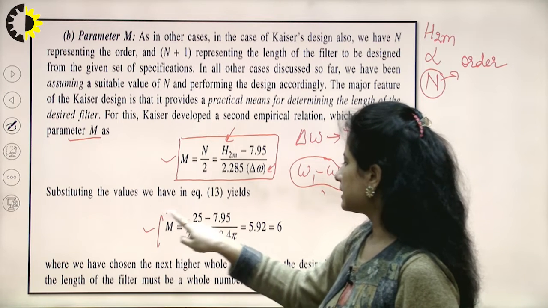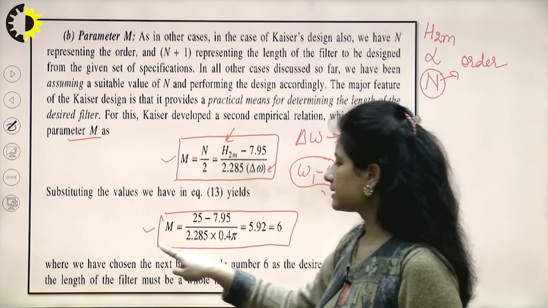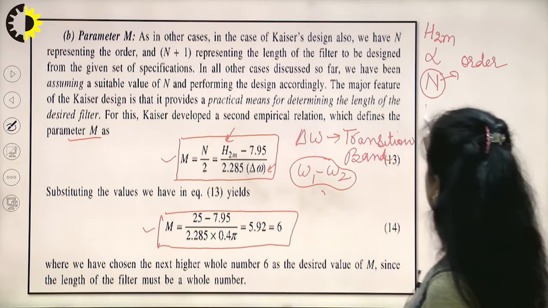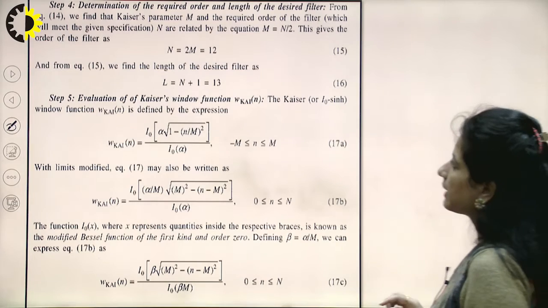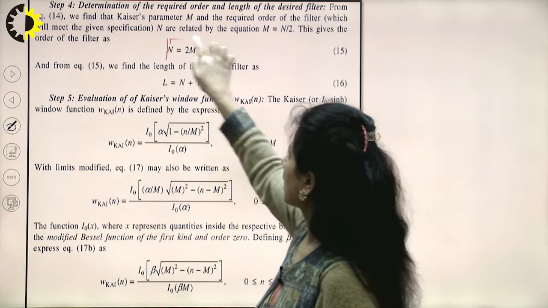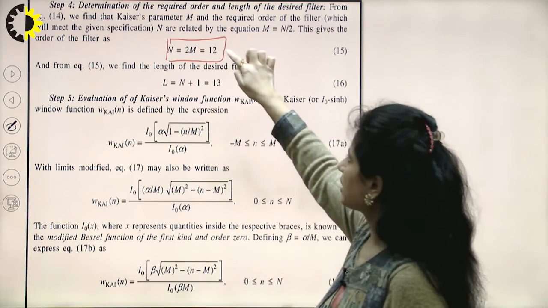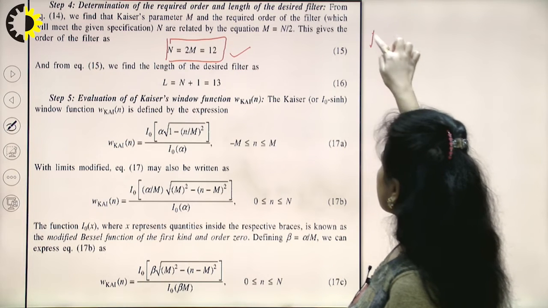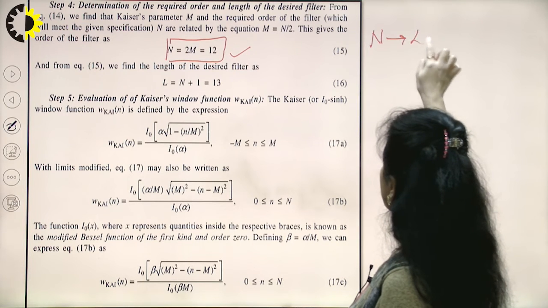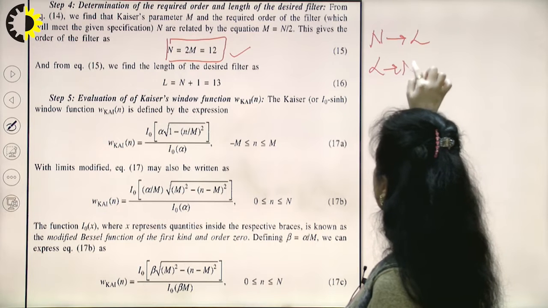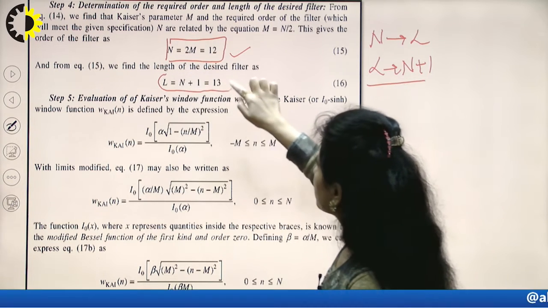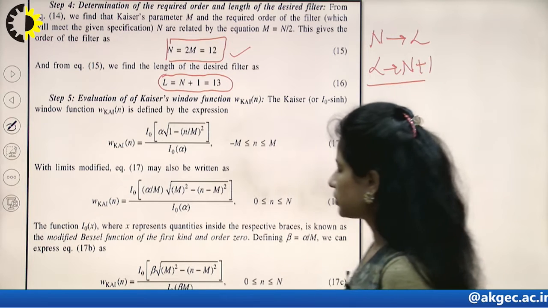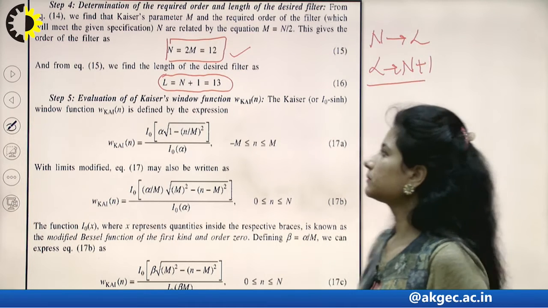So here I am getting M as 6. From this M I can directly calculate N by multiplying it with 2. So N comes out to be 12. From N I can calculate the length of the filter, which is nothing but N plus 1. So the length of the filter that I am going to design using this Kaiser procedure would be 13.